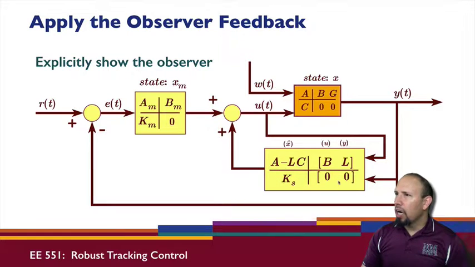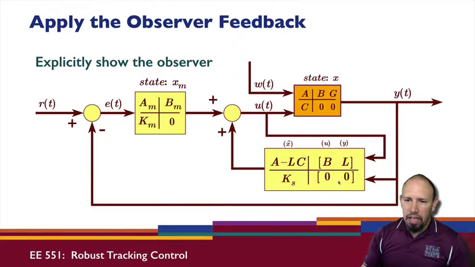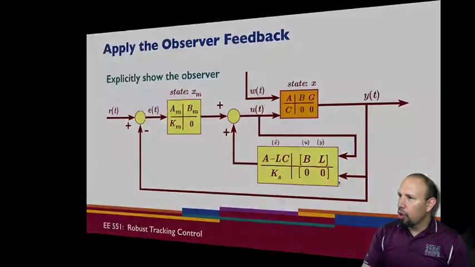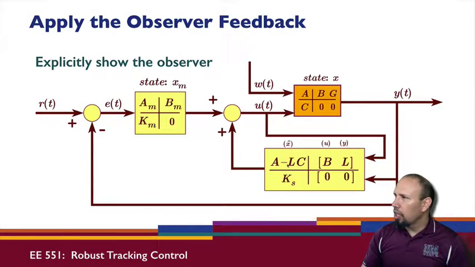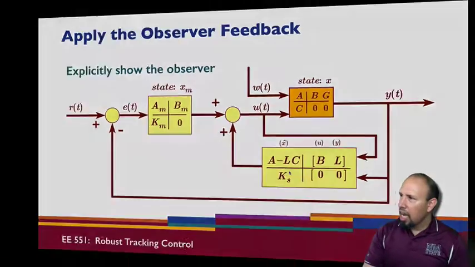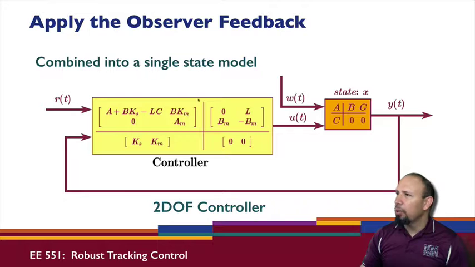So this is our observer feedback control, and this is the controller, and I have these two broken out into separate blocks. I could also lump them together into a single block, in which case our system now has two inputs, and so this is called a 2 degree of freedom controller. We have a 2 input, 1 output type of controller.